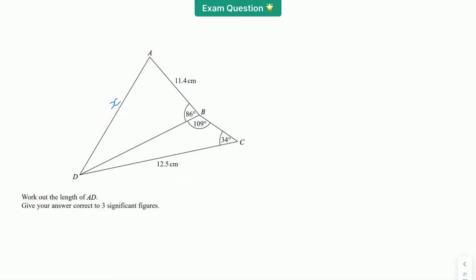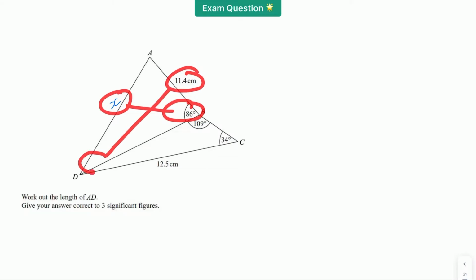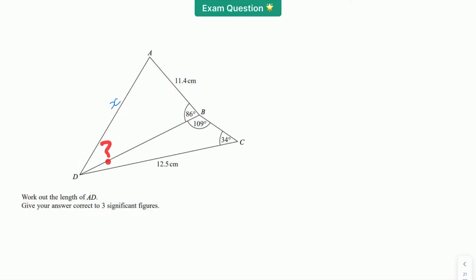Now, the way I always think about it is we have this side. Is there an angle opposite it? Yes, there is. Awesome. That means we could use the sine rule if there's another pair. So what else do we know about this triangle here? Okay, we know that there's a pair here. Is there another pair? No, there isn't, because we know that side, but we don't know this angle. Is it easy to find this angle? No, it doesn't look like it, because we don't know what this angle here is.